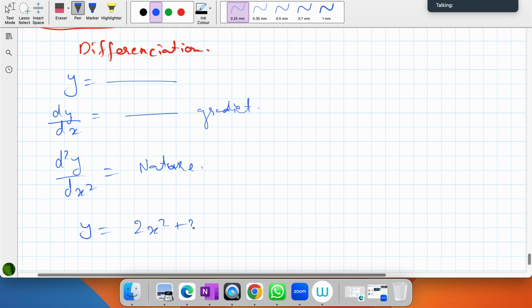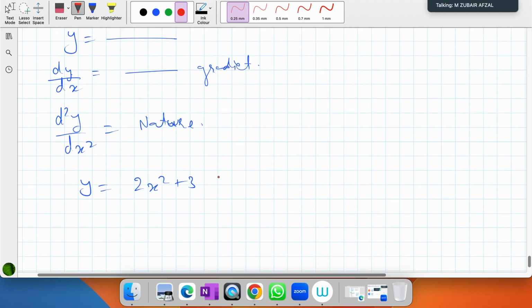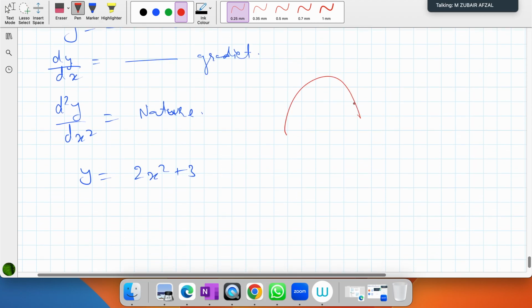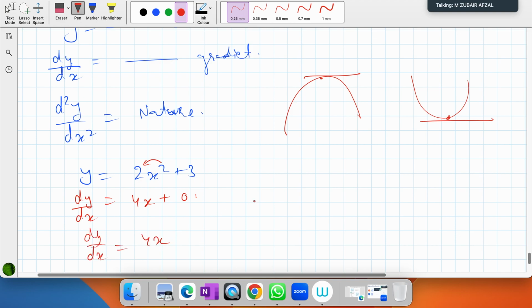2x square plus 3. This is the equation, and the examiner demands that you find the turning point. And we know that at the turning point the gradient is always 0. So what we do is dy by dx is equal to power multiplied with this number, which is 4x plus 0. Differentiation of a constant is 0. So dy by dx is equal to 4x, first thing.